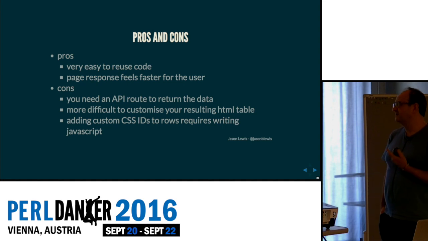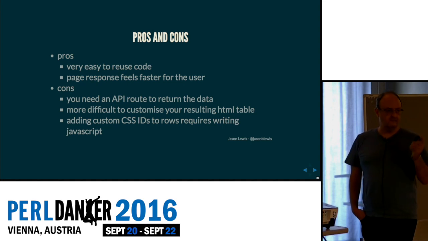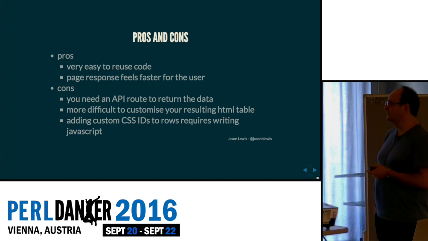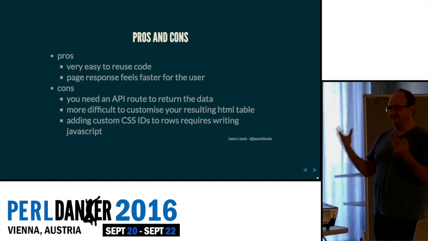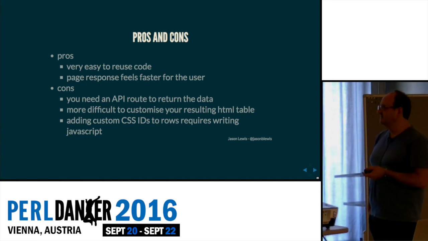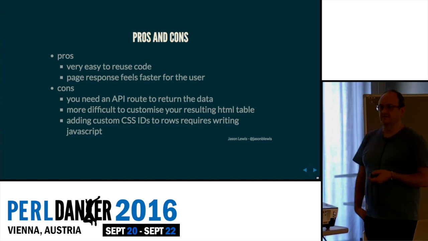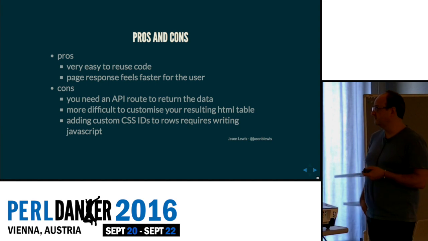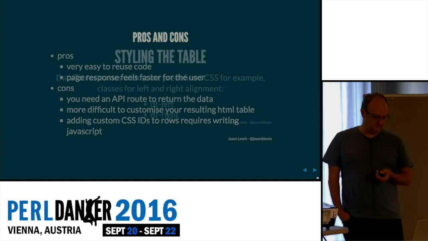So the benefit of that is it's very easy to reuse that code. I can use that view for any report, just basically hand it a different data URL. The page responds very fast for the user. Even if the data takes a while to load, they feel like something's happening because they get a web page that loads straight away. The downside is you need to write an API route to return the data. It's more difficult to customize the resulting HTML table because you've got one for all of your views. And adding custom CSS to the rows probably requires more JavaScript or something to do that.